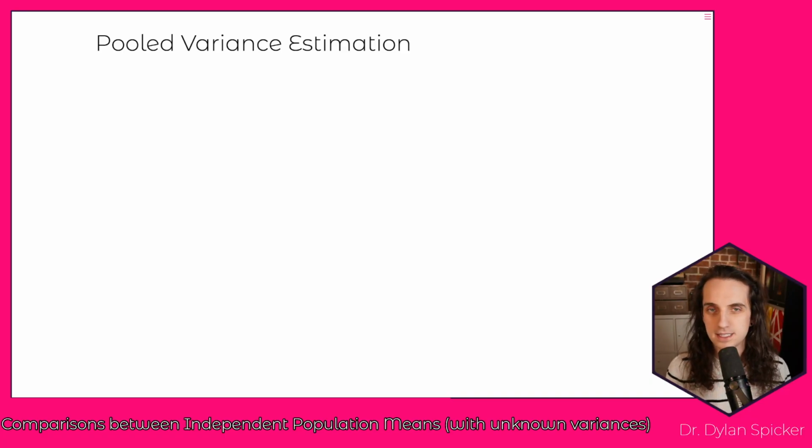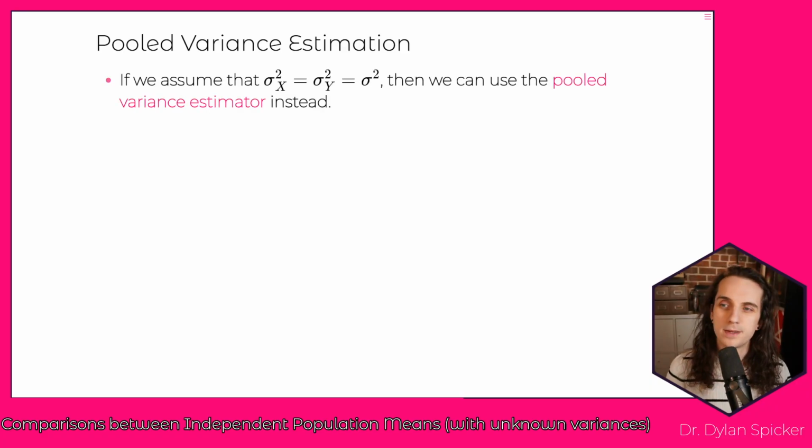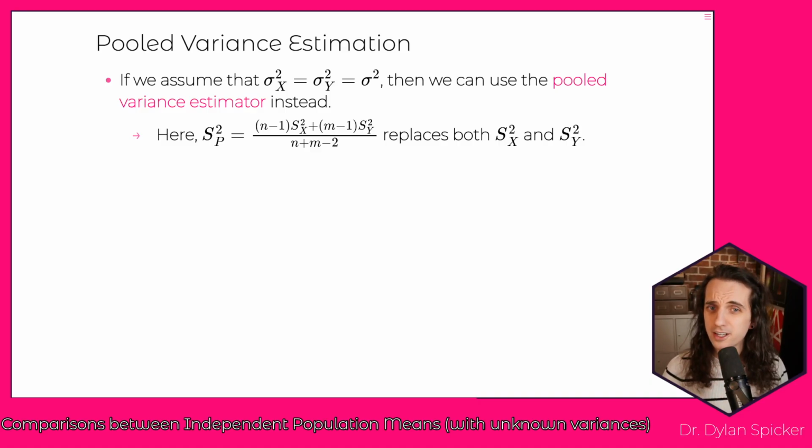We're still going to be using a t-sampling distribution, but we can combine all of our information together to get a single variance estimate. And when we do that, we're actually changing the specific sampling distribution that we can use. And so if we're willing to make this assumption that the variance of x is equal to the variance of y, which is equal to some common variance, then we can use what we call the pooled variance estimator instead. The pooled variance estimator is a way of pooling together information from x and y into a single estimate for our variance, right?